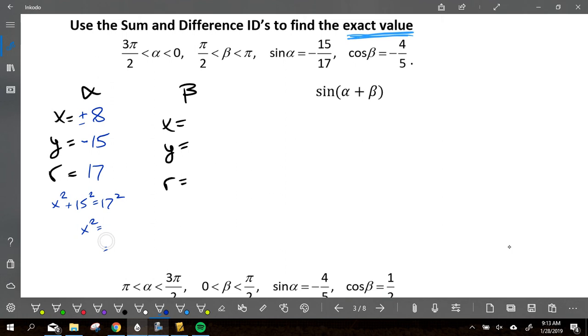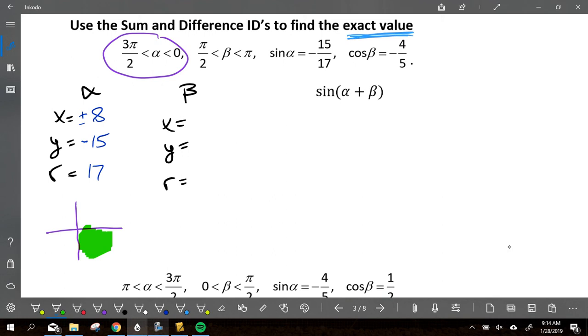What about this problem is going to help us make the decision whether it's a positive or a negative 8? This guy. If you've got to draw a little picture, draw a little picture. I'm between 3 pi over 2 and 0. Show me with your fingers. Which quadrant are you living in if you're between 3 pi over 2 and 0? That puts you in quadrant 4.